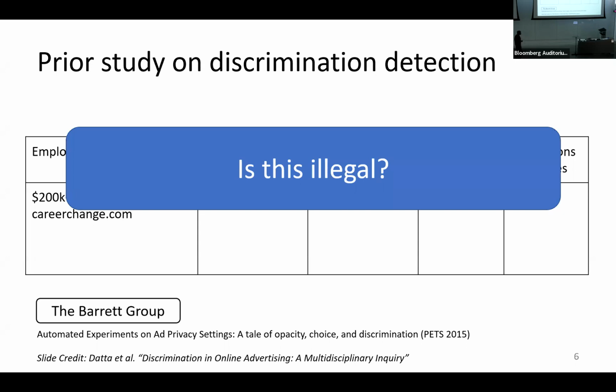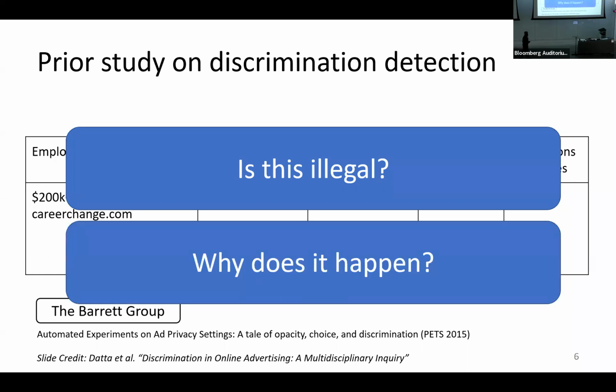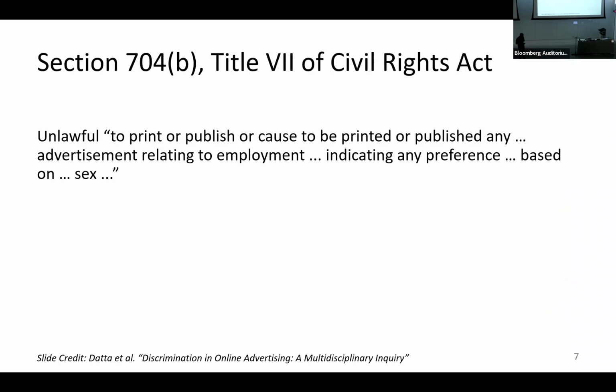The first question, of course, is: is this illegal? We have a blatant differential in who saw an ad for a very lucrative type of employment. The second question is: why does this happen? And implicit in this is: how can we stop this? There's a lot of work on discrimination in the law that I'm not going to be able to summarize well. This paper does a good job, so if you're interested in the legal aspects, I would suggest just reading the paper.